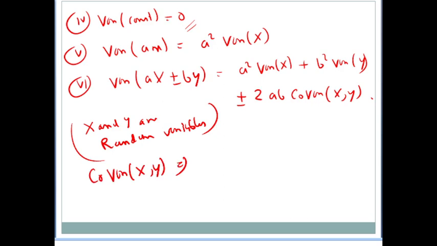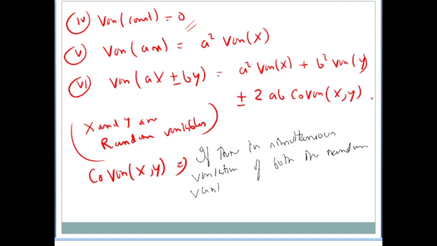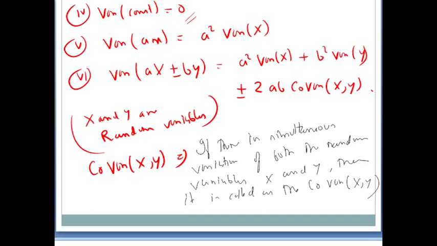Covariance means that if there is simultaneous variation of both the random variables x and y, then it is called the covariance of x comma y. Let me add a few more slides, then we will proceed.